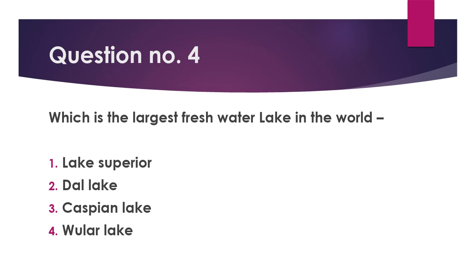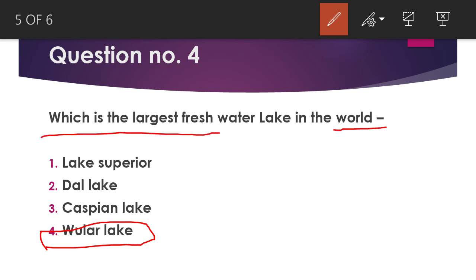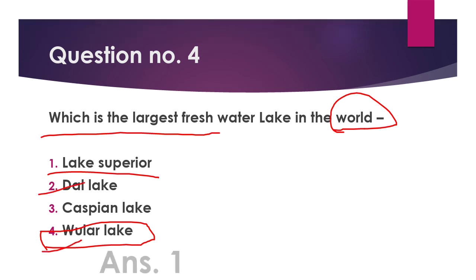Now the fourth question is, which is the largest freshwater lake in the world? As you know that in India there is Wular Lake, but as far as the largest freshwater lake of the world is concerned, that is Lake Superior. Okay, so Lake Superior is the world's largest freshwater lake. Here Wular, Dal Lake, these lakes are found in India. So option number 1 will be the right answer.